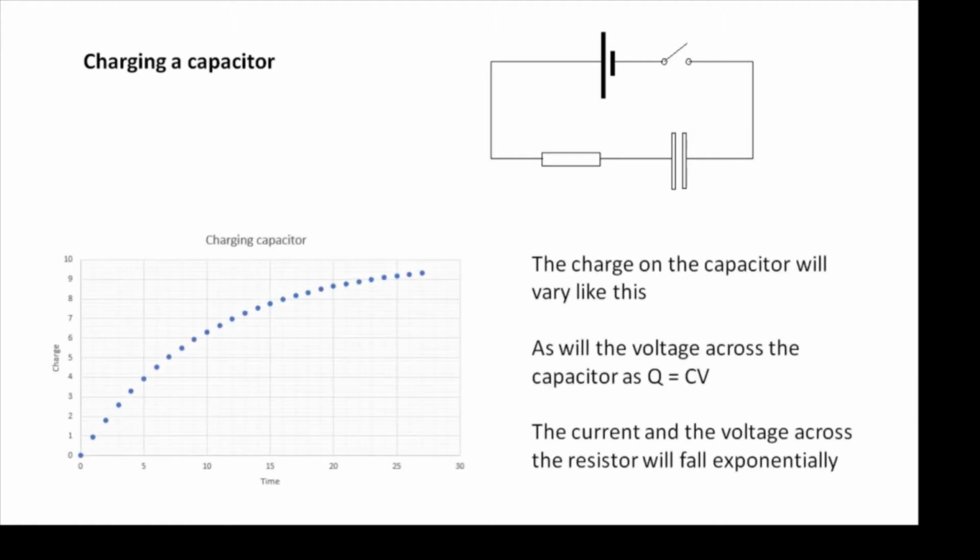And this is a graph of charge against time for a charging capacitor. The charge on the capacitor will vary like this, as will the voltage across the capacitor. The current and the voltage across the resistor will still fall exponentially, however.